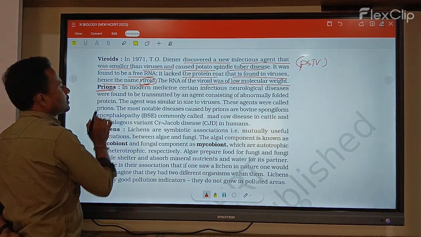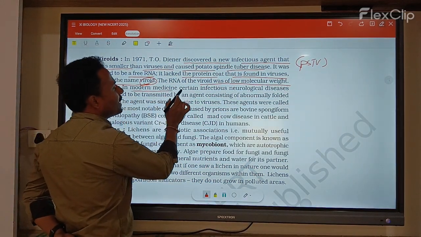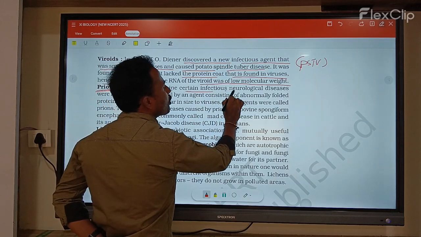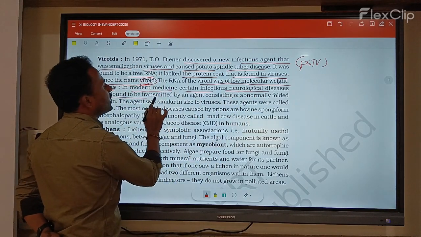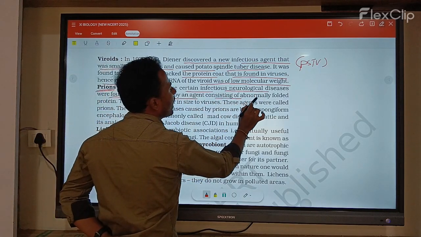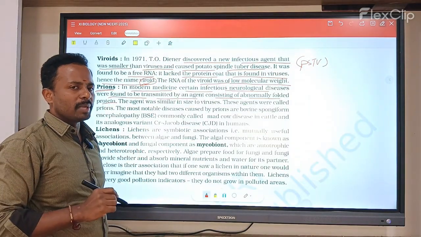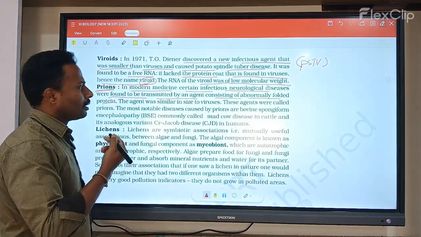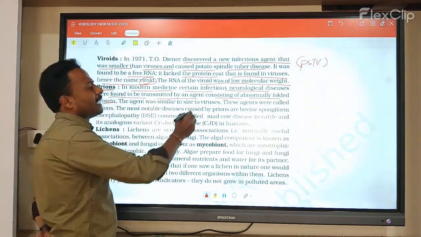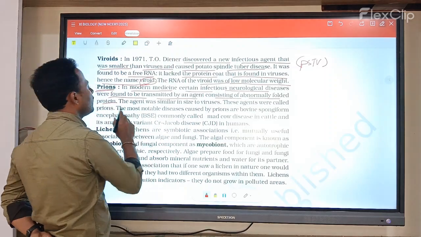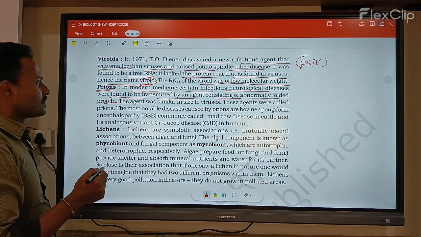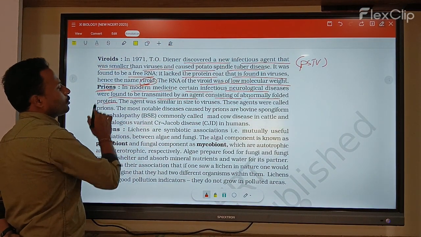Next is prions. These are the infectious agents that cause certain neurological diseases. The transmitted agent consists of an abnormally folded protein. Some neuron diseases appear because of these prions.